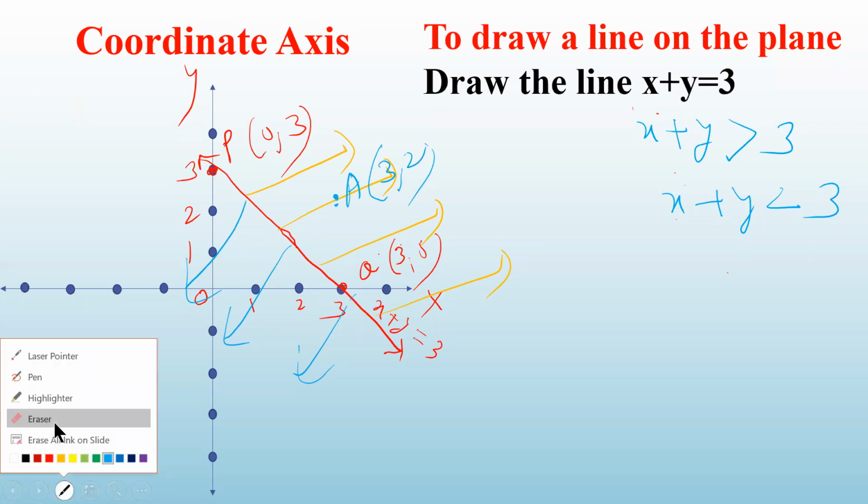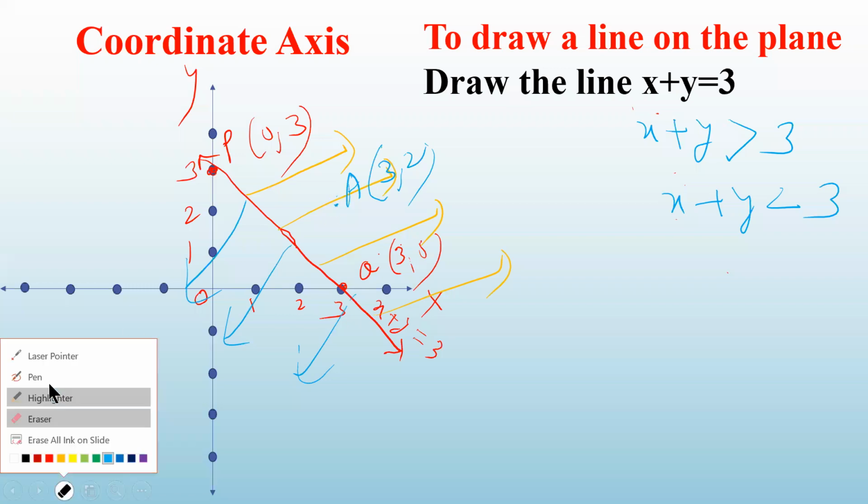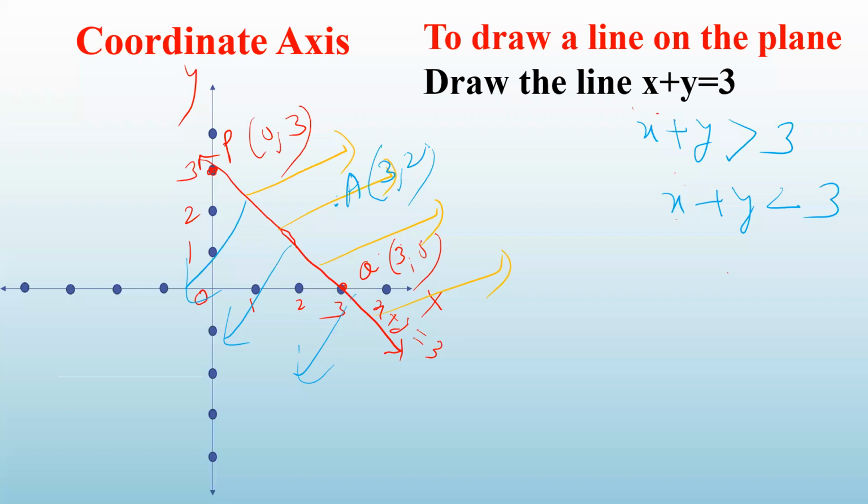Now add the x and y coordinates. So what are you going to get? I'm taking the point A equal to (3, 2). So x is 3 and y is 2. If I add 3 plus 2, what am I going to get? 5. Is it equal to 3? No, it is greater than 3. So that means this portion of the line is given by what? This is x plus y greater than 3.